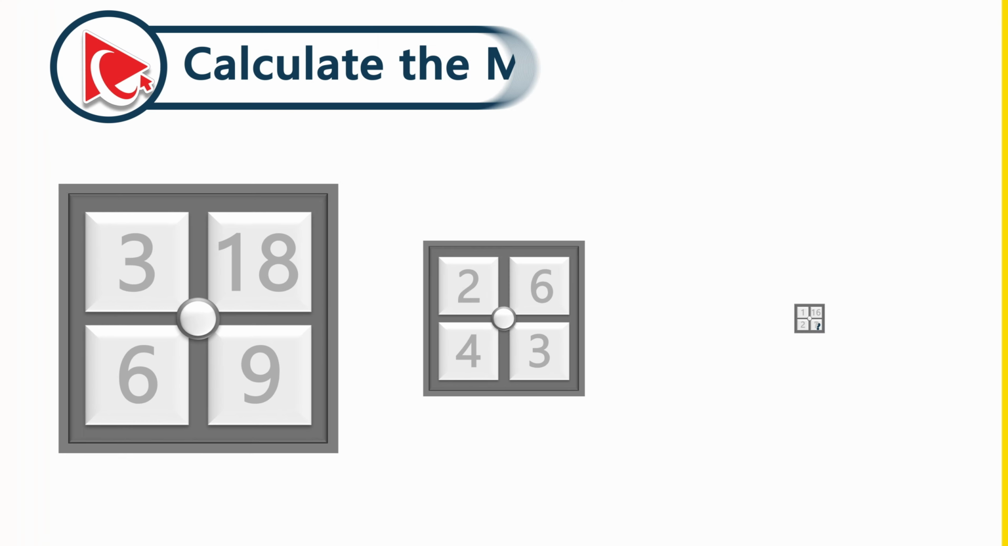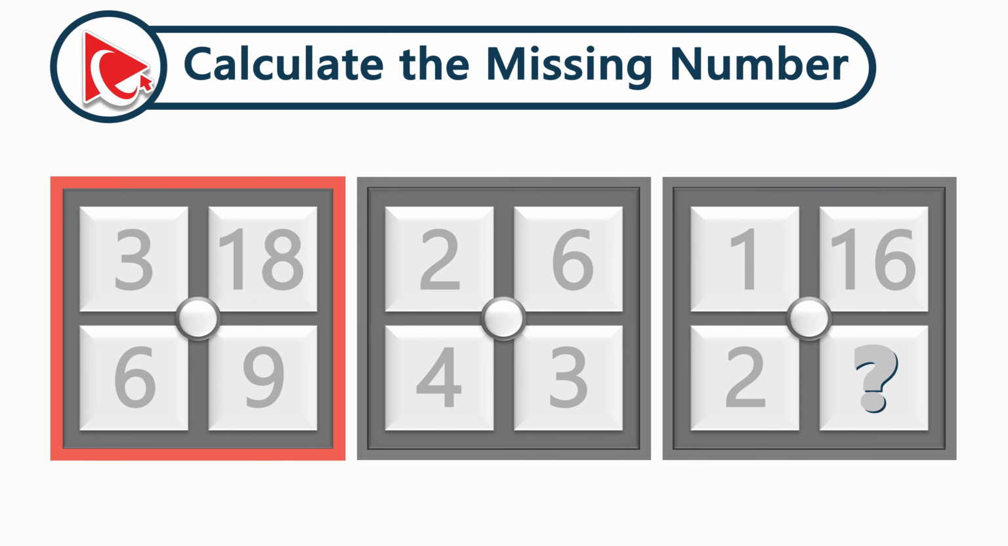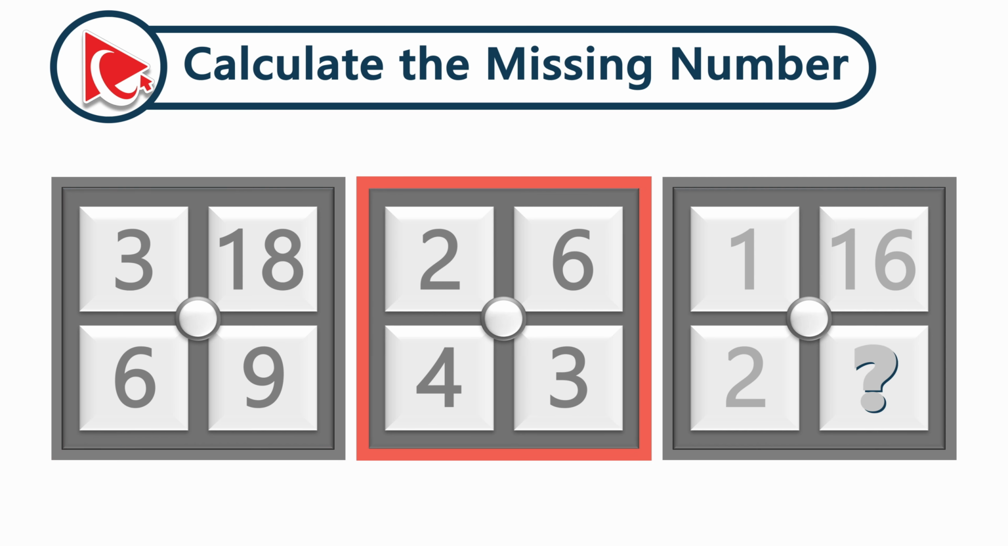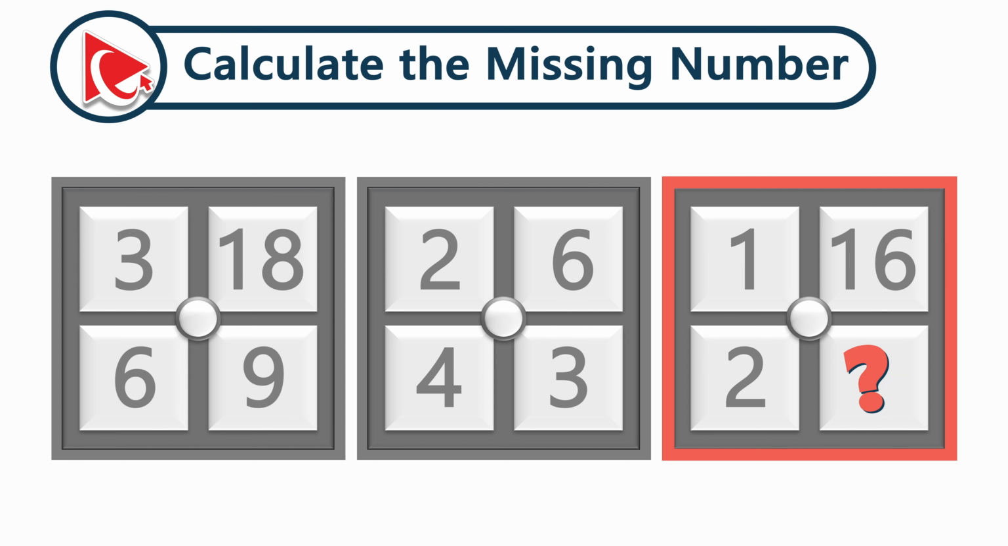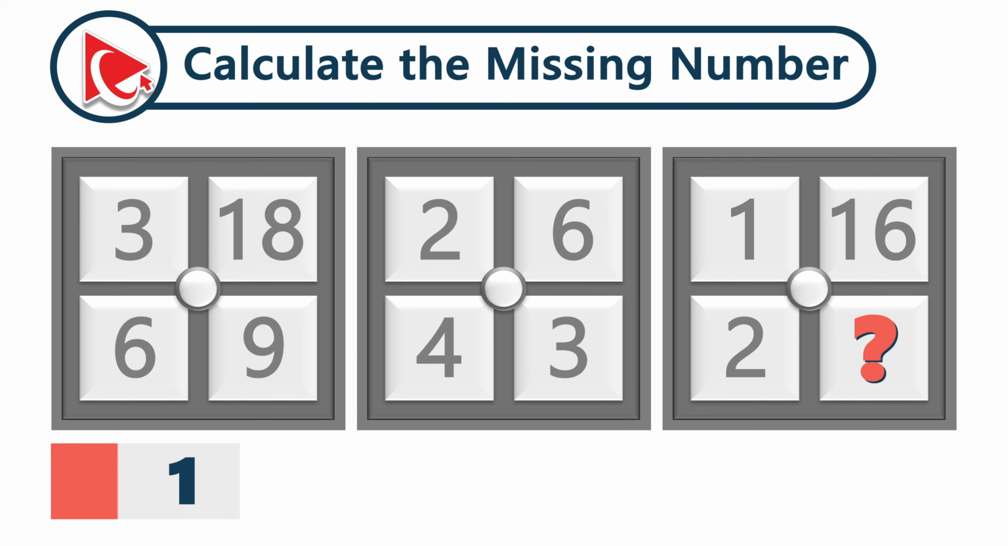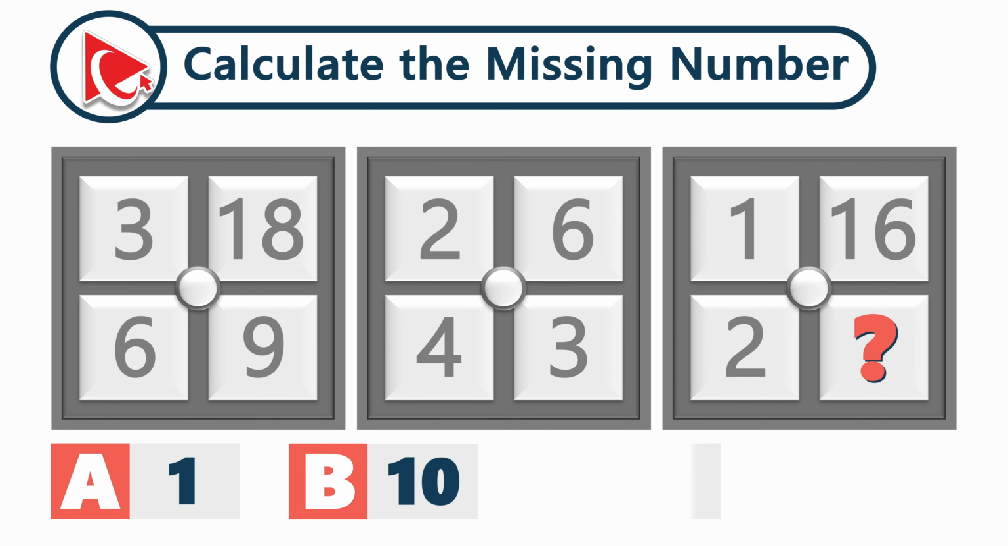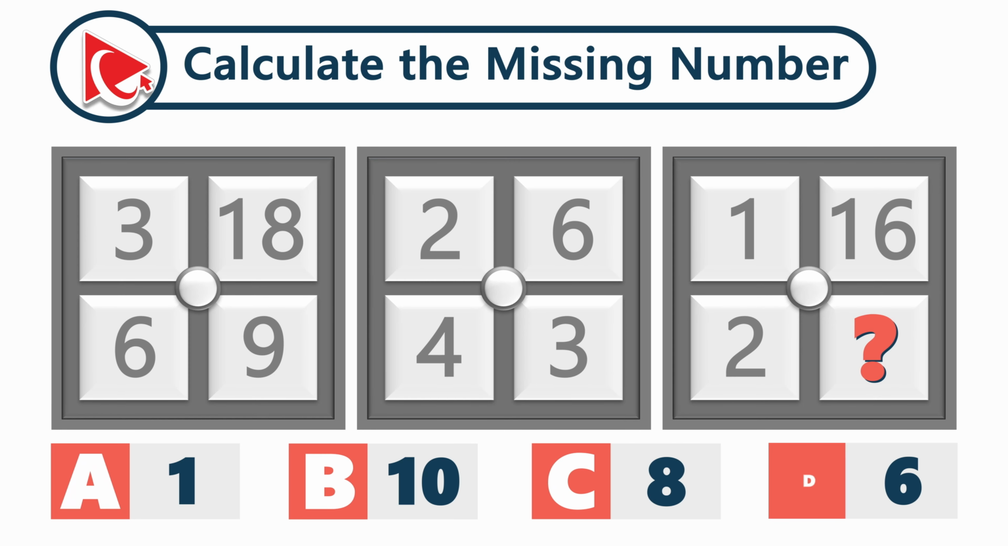You're presented with 3 squares. First square has numbers 6, 3, 18, and 9. Second square has numbers 4, 2, 6, and 3. And then the third square has numbers 2, 1, 16, and then comes the missing number, which you need to calculate and select your answer out of 4 possible choices. Choice A, 1, choice B, 10, choice C, 8, and choice D, 6.